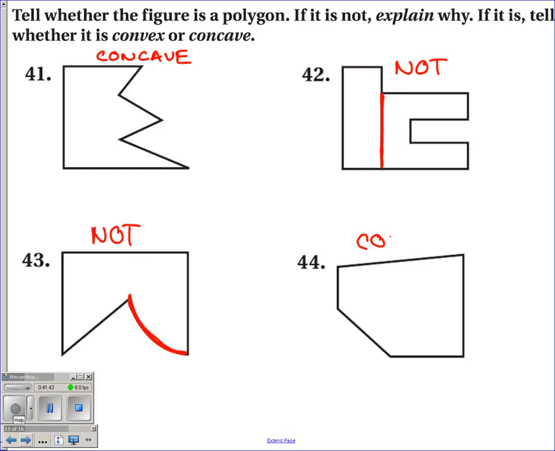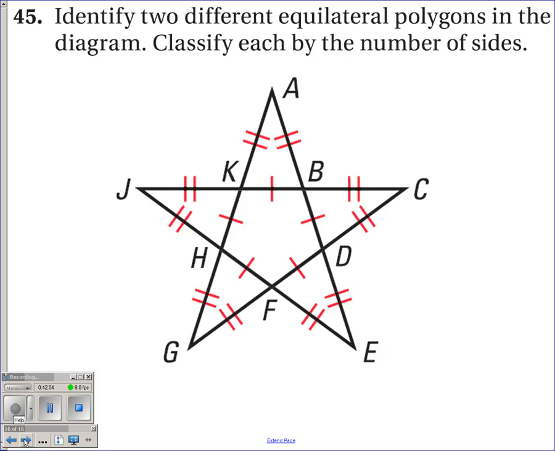Number 44 is convex. Why? Well, if you continue any of the sides, none of them go back in towards the center. They're all coming away. So this is a convex, and this is the one that we studied more in our work.